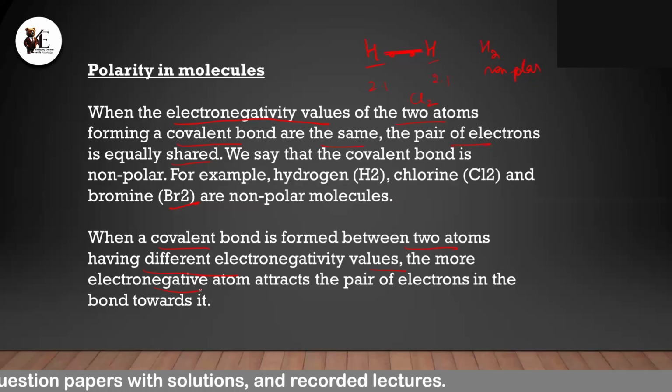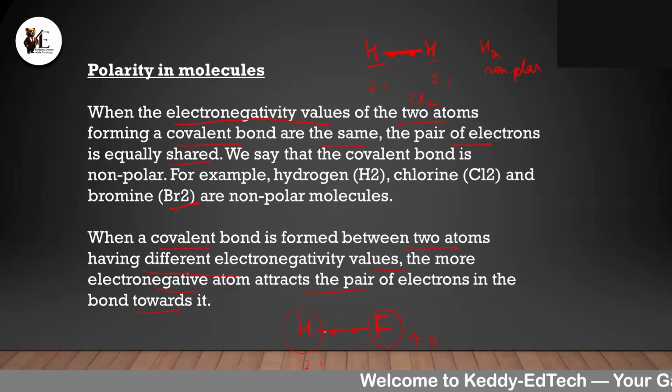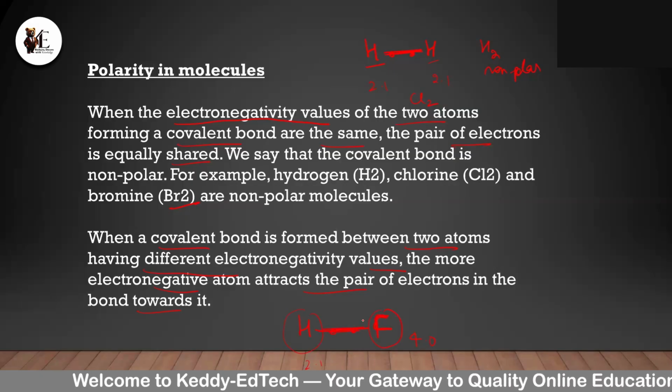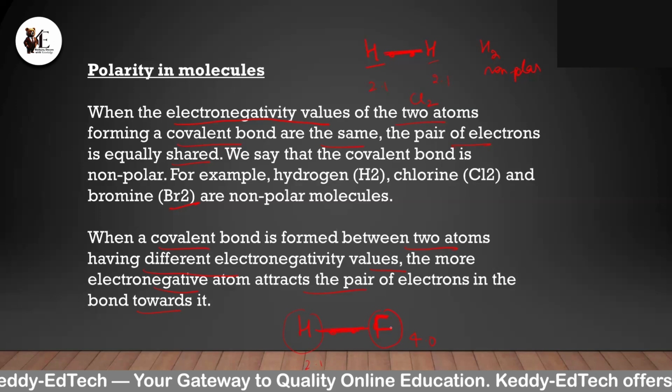more electronegative element attracts the pair of electrons in a bond towards it. The best example is hydrogen fluoride. You know that the electronegativity value of fluorine is highest, 4.0, right? And hydrogen's electronegativity value is approximately 2.1. So both the electrons of this bond are taken up by fluorine. That means fluorine's electronegativity power is higher.